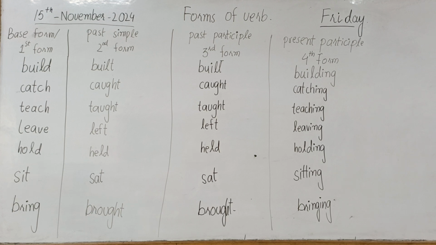Okay, we are left with 3 words more. First you have to note them down, and then I'll be writing the 3 more in another section. And the fourth form, that is the ing form or present participle of these verbs, are building of build, catching of catch, teaching of teach, leaving of leave, holding of hold, sitting of sit, and bringing of bring. Okay, you are supposed to write ing to make the present participle form. You all remember that, I hope so.